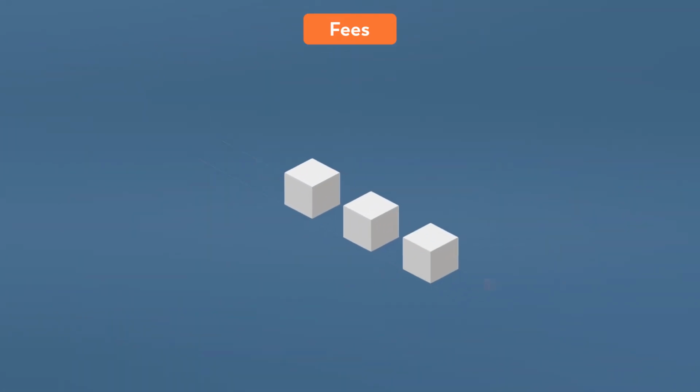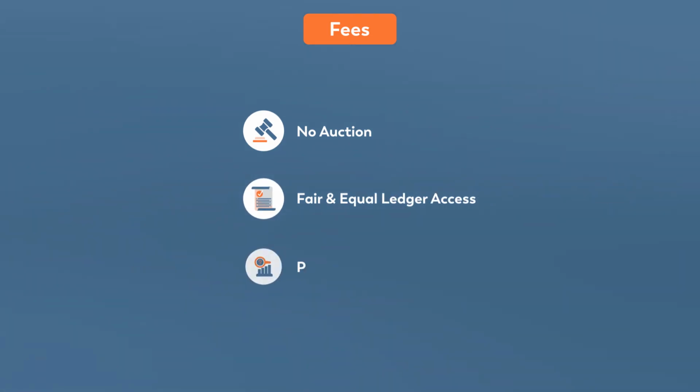This difference is because of the limited number of transactions that can fit into a block on Ethereum. You can pay a higher fee to be included in the next block. Since there are no blocks on Obyte, there is no auction and everybody has fair and equal access to the ledger, with predictable fees for transactions, so as to never be a victim of any front-running.